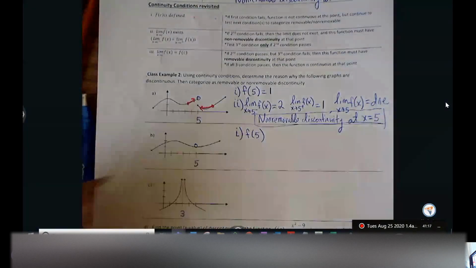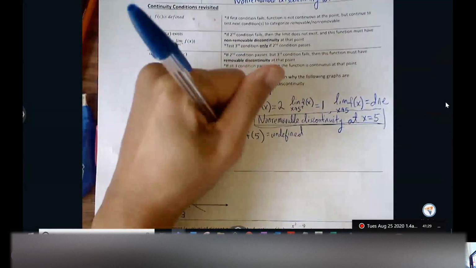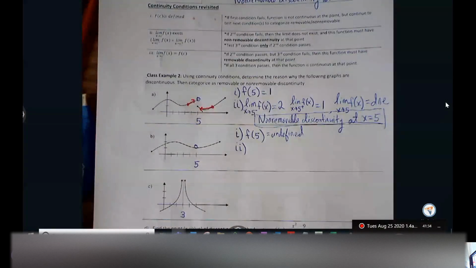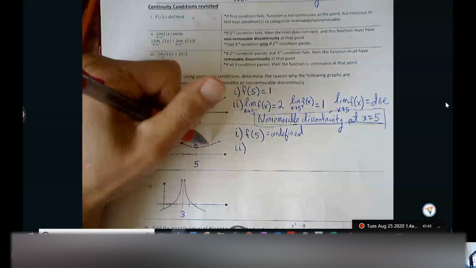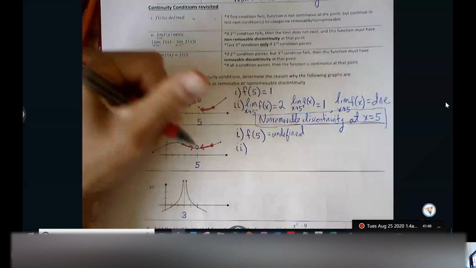Again, we start with f of 5. But in this case, f of 5 is not going to exist, right? There's a hole there, but there's no other point that's defined at 5. Second condition, does the limit exist? So we're going to practice using our one-sided limit notations. The arrows are pointing to the same y value, so they should be in agreement.